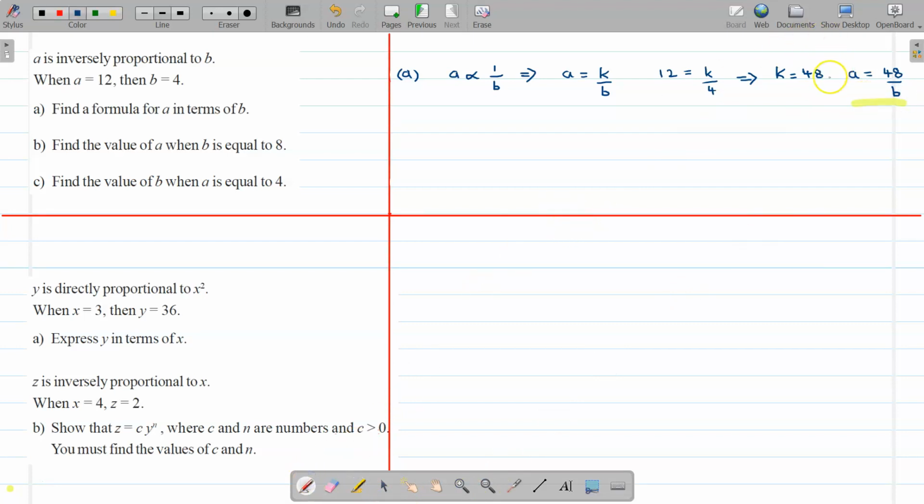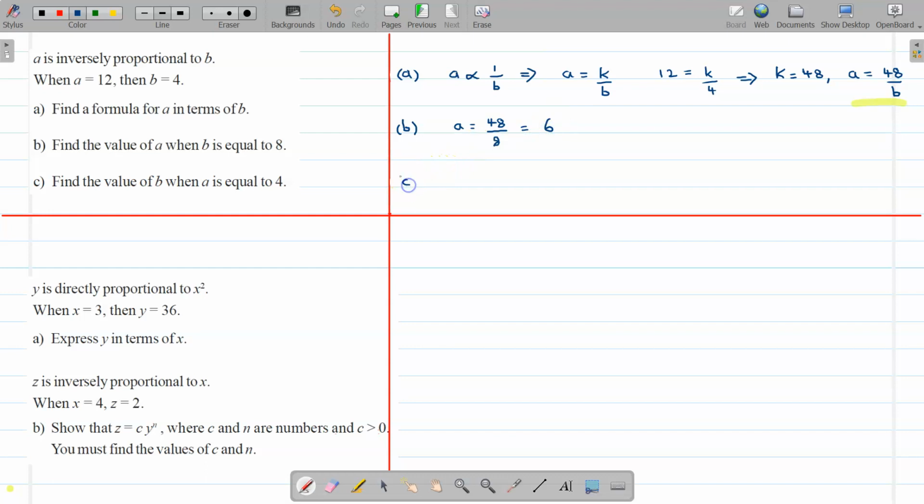Now, the next part asks us to use that formula that we've just written to find the value of A when B is equal to 8. So in question B, we set B equal to 8 and we find A. So we have A equals 48 over B, and B is equal to 8. So it's 48 over 8. And that, of course, equals 6.